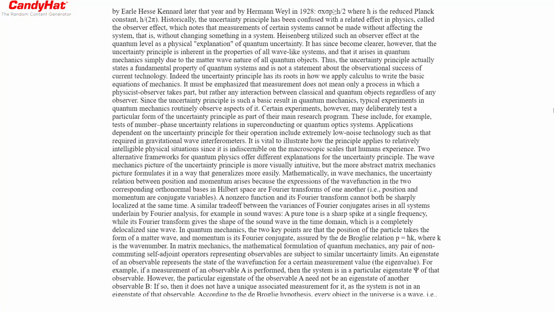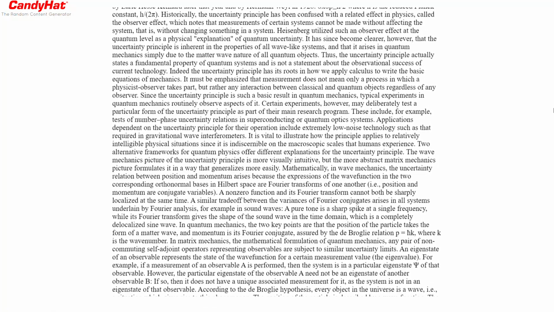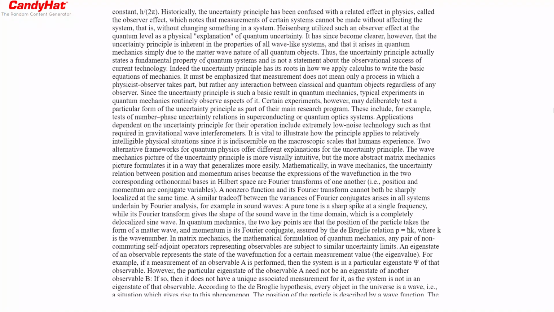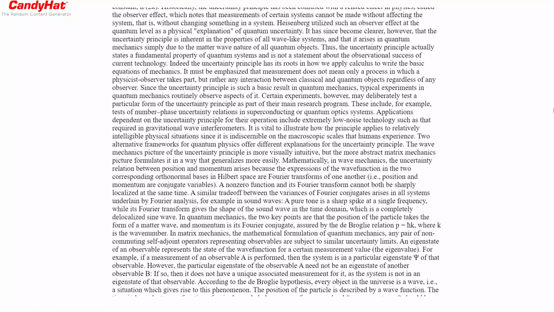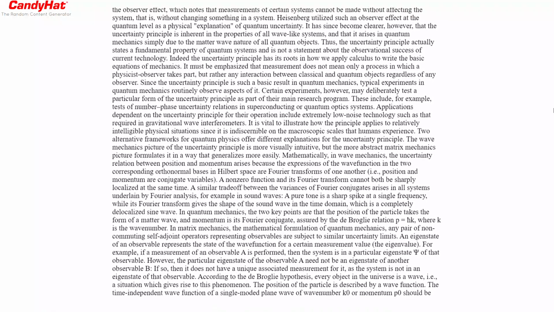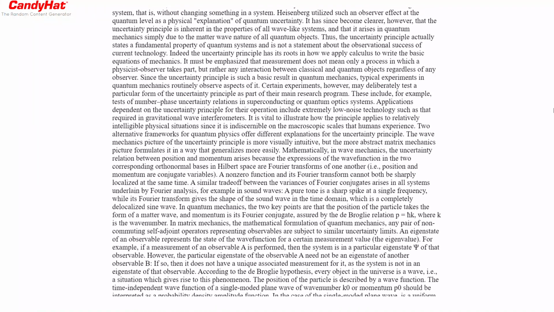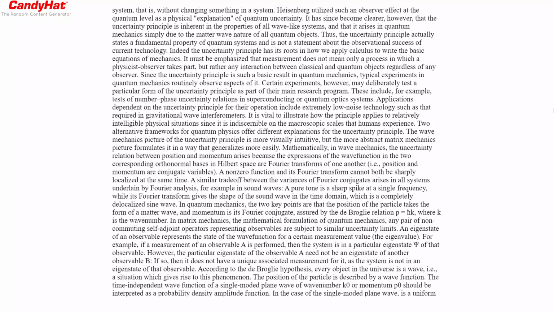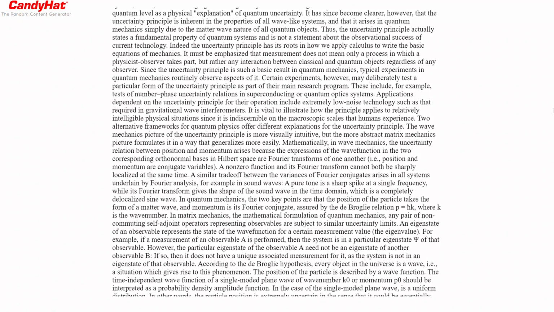An eigenstate of an observable represents the state of the wave function for a certain measurement value, the eigenvalue. For example, if a measurement of an observable A is performed, then the system is in a particular eigenstate psi of that observable. However, the particular eigenstate of the observable A need not be an eigenstate of another observable B. If so, then it does not have a unique associated measurement for it, as the system is not in an eigenstate of that observable.